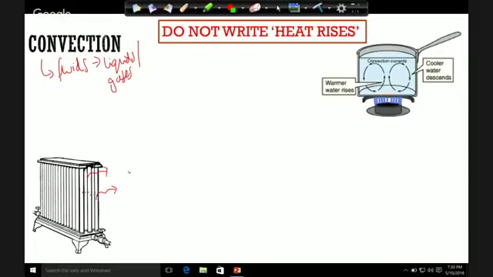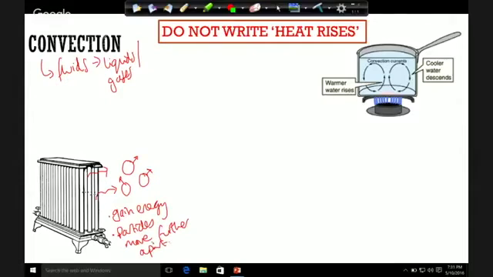But it will radiate heat, and the particles next to the radiator will gain energy. These particles will then move slightly further apart. So because they've gained energy, they're moving randomly in all directions, remember, and they will move slightly further apart. And the fact that they move further apart means that they become less dense and they rise. So these particles rise up.